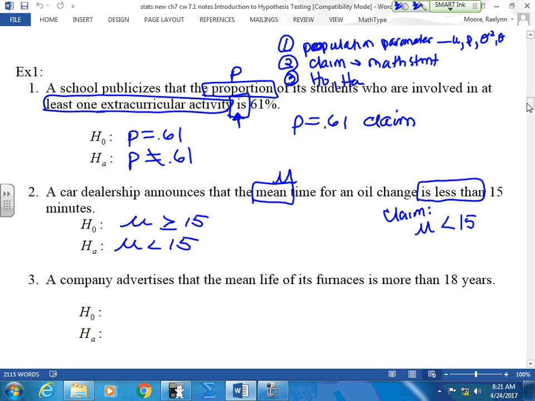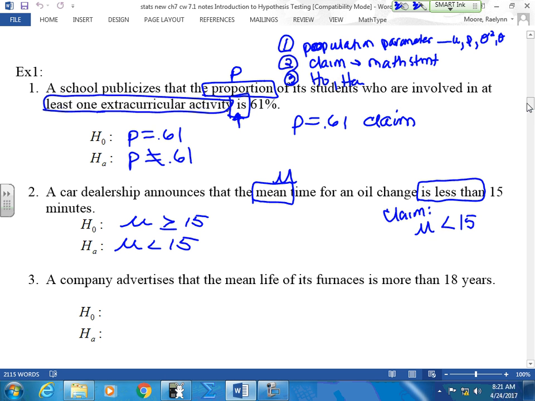Why does that have the equal sign again? Because by rule, the HO contains the equal sign. When we actually get to do this, we graph the tail of the HA, but the HO gets the equal sign. Yeah, that's just a rule.